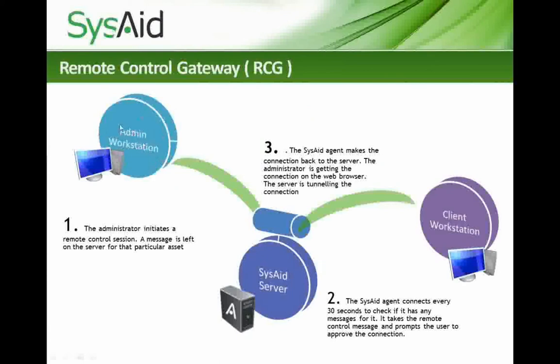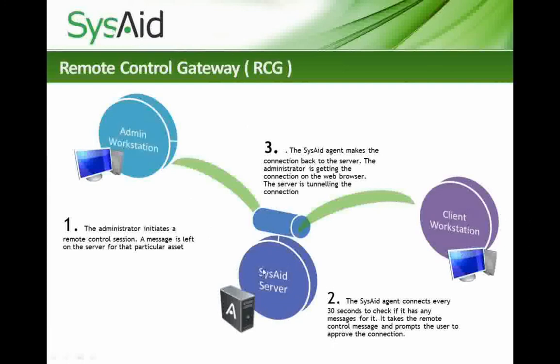RCG means that the admin workstation sends a request to connect to the end user and leaves a note. After 30 seconds, the end user opens the note. Everything is done automatically, of course, and then a pop-up message saying the admin is trying to connect to your computer is triggered, and the connection is made through the SysAid server. That means the SysAid server is handling the connection from the admin side to the end user side.